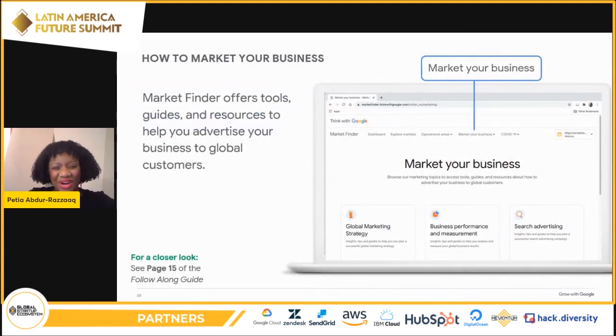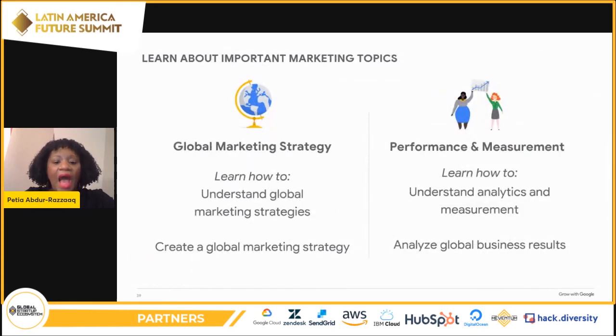So, how does this part work? Within Market Finder, you would click Market Your Business that we see highlighted on the slide. And here you'll be able to access tools, guides, and resources to help you market your business globally. Let's go over a few of the offerings really quickly. A global marketing strategy, also called a GMS, is a strategy that encompasses countries from several different regions in the world and aims to coordinate a company's marketing efforts in those specific countries. You'll be able to learn how other companies have done this by reading case studies.